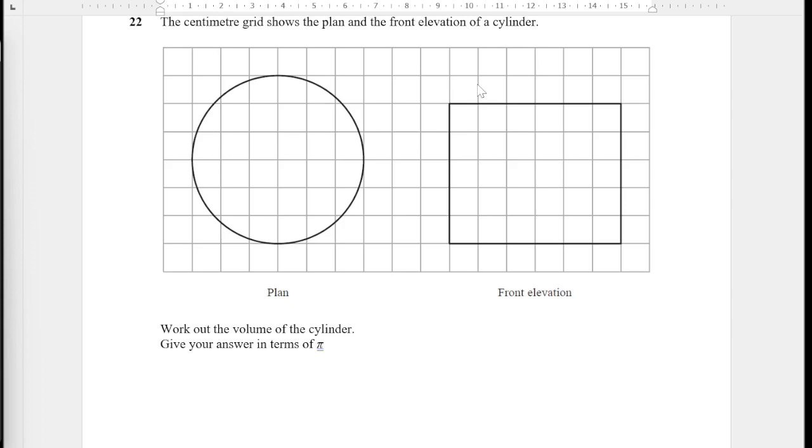22. The centimetre grid shows the plan and front elevation of a cylinder. Work out the volume of the cylinder, giving your answer in terms of pi. Well, the volume of a cylinder is going to be equal to pi r squared times by h. So we need to work out the radius first of all. So the radius is the centre to the outside. So the radius is 3 centimetres. So pi times by 3 squared times by the height.